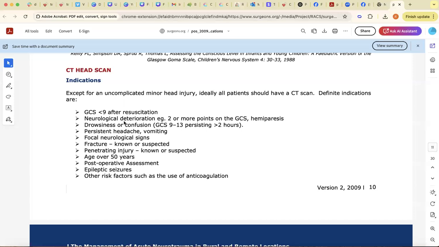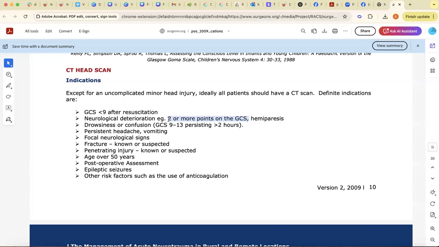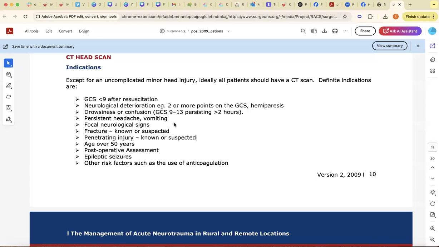If initially the patient was fine, but now gradually you see there is neurological deterioration. So initially it was, let's say, 14 GCS, and suddenly after 1 hour it became 10. So if it drops by 2 or more points on the GCS like that, you will be concerned. If a patient is drowsy, confused, has persistent headache, vomiting, age more than 50, so if any of these is there, then that is an indication to have a CT scan of the brain.